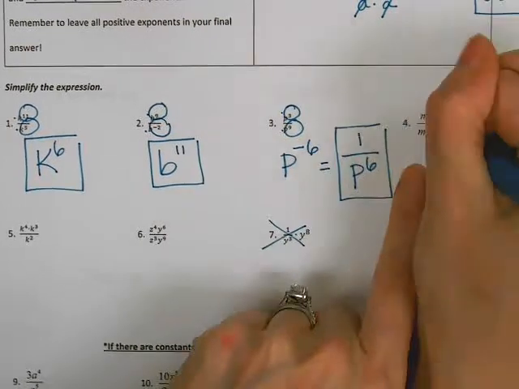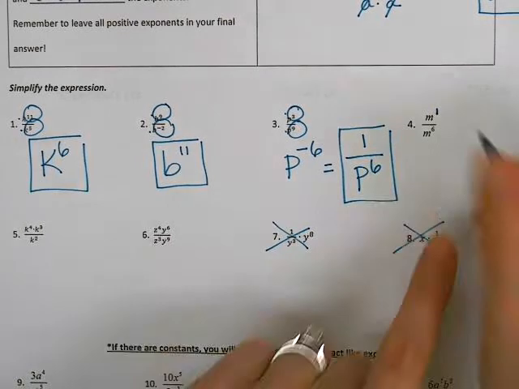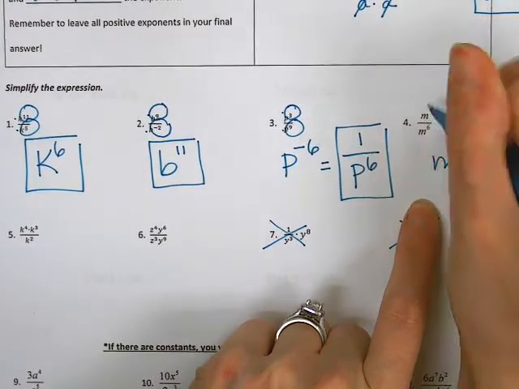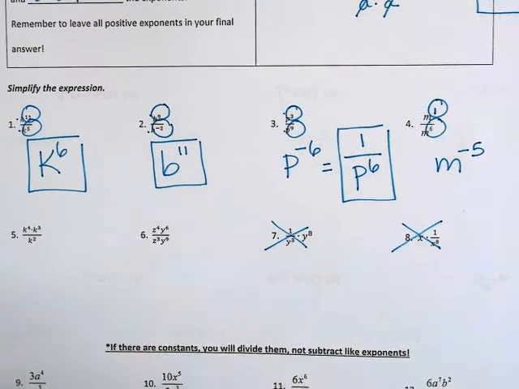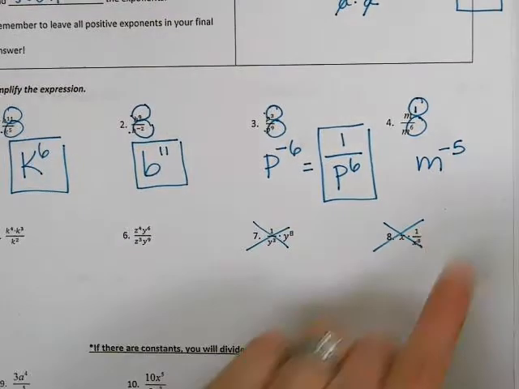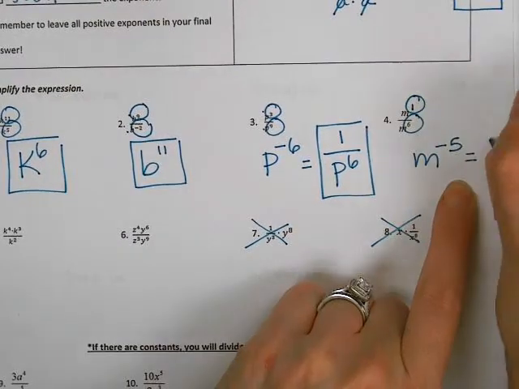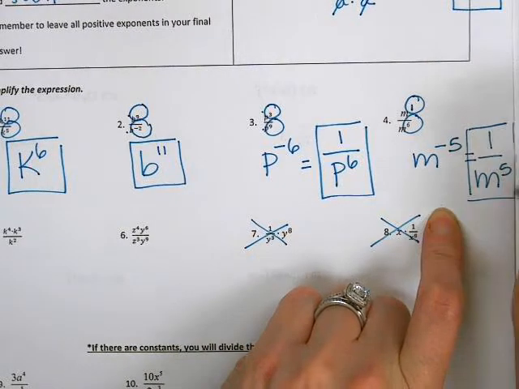Number 4, there's a secret 1. So if you're dividing, the base stays m, and 1 minus 6 is negative 5. But same thing, no negatives allowed in your final exponent. So you got to drop it, and it's 1 over m5.